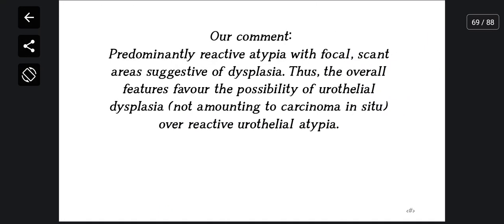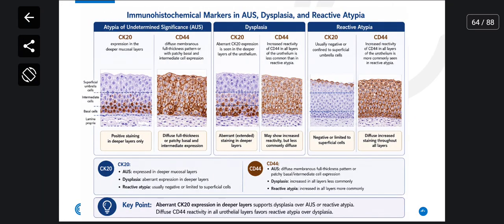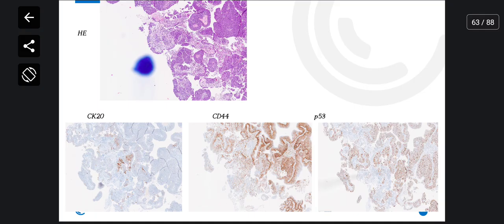So in this case it was very confusing to call: was it a reactive atypia, is this dysplasia? Definitely not carcinoma in situ, right? So it's a gray area. AUS could be given, or it could be given as reactive atypia. It's not a choice, you have to give a guarded diagnosis. You have to be careful since it's an 8-year-old kid. So yeah, what do you guys want to call this?